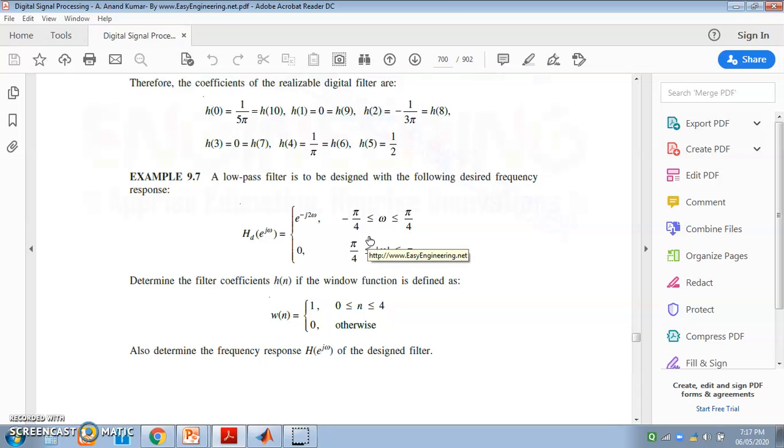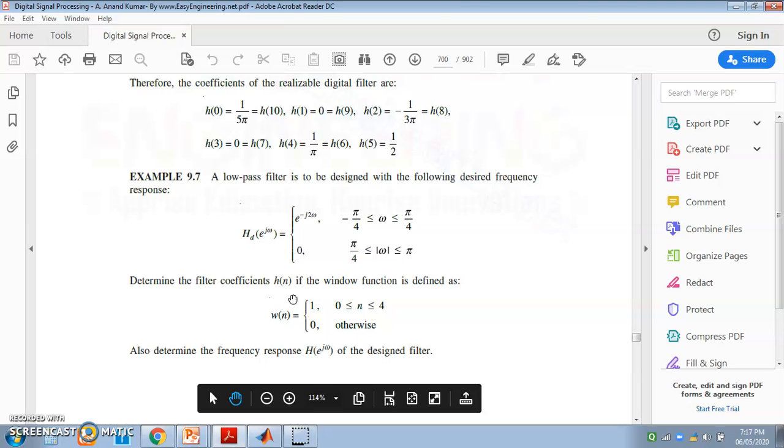So this is a typical low pass filter. This is the frequency response in the pass band, and the frequency response is 0 in the stop band, so the cutoff frequency is π/4. Here I am going to use the rectangular window, that is w(n) = 1 for 0 ≤ n ≤ 4.